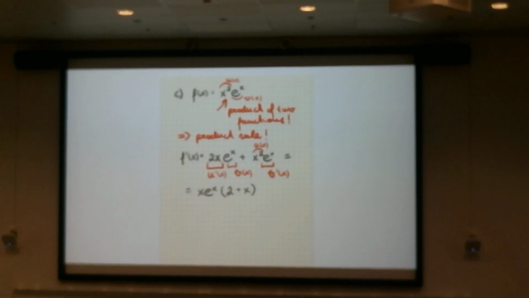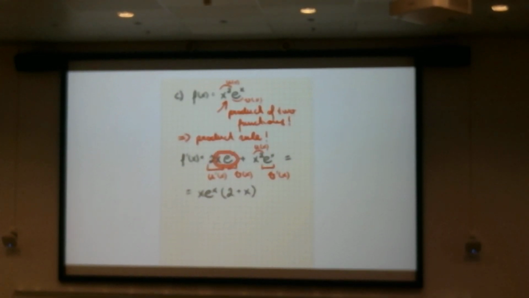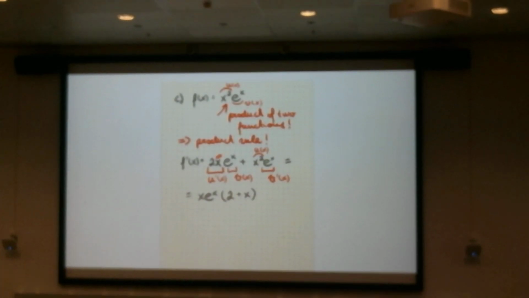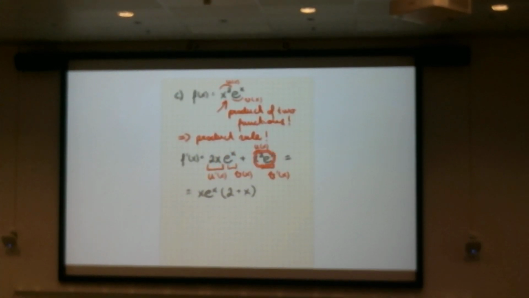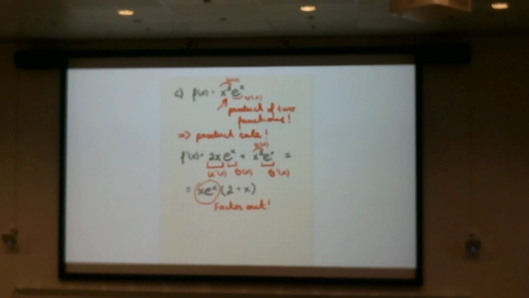And so what I did, I just noticed that this x times e to the power of x, it is here, but it's also here, multiplied by one additional x. And then I just factored it out to make it a bit neater. So I factored out this one. Okay. So here, product rule, important.